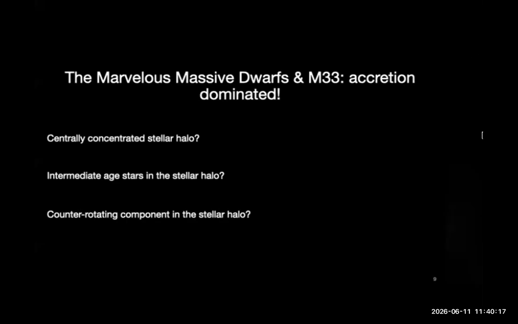And what's more is that it actually seems like all of these features have a common origin. We have a centrally concentrated stellar halo as a result of a merger. We have intermediate-age stars in the stellar halo that are also caused by a merger. We have a counter-rotating component in the stellar halo caused by a merger. So clearly, the stellar halos themselves must be made of material from these mergers, right? That came in with the merging galaxies. They have to be just like the stellar halos of more massive galaxies, where it's basically all accreted material, right?